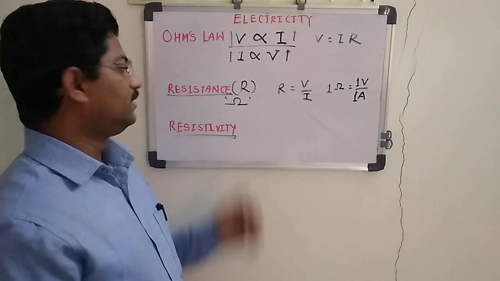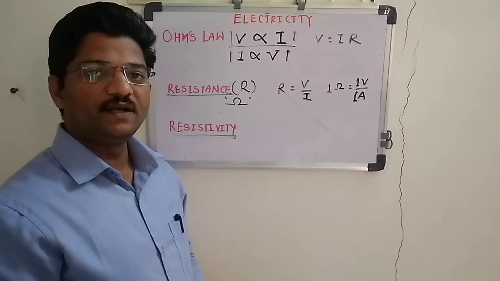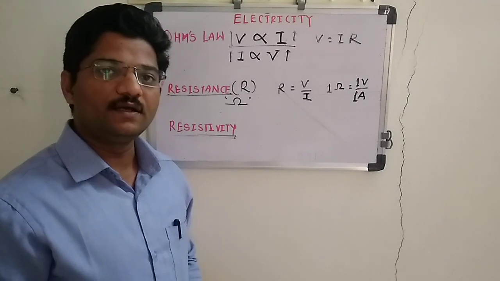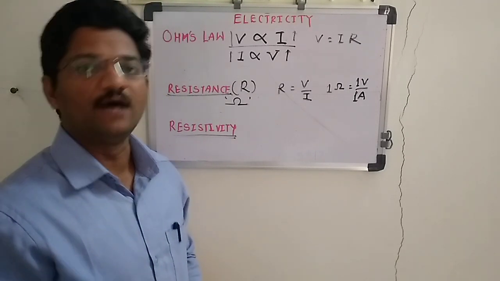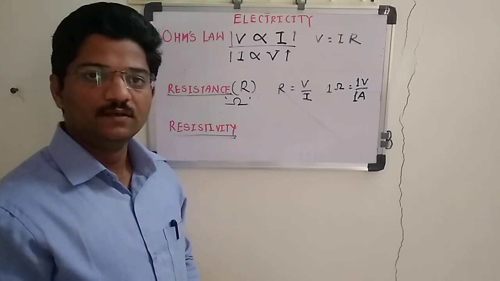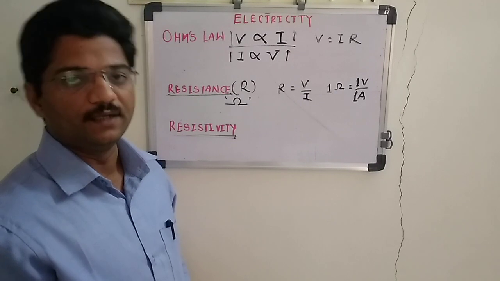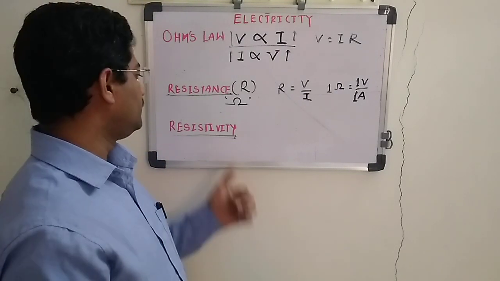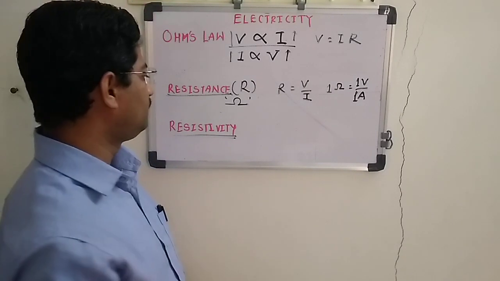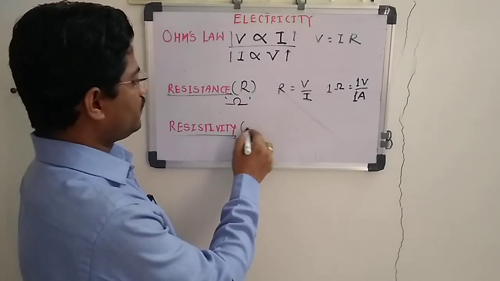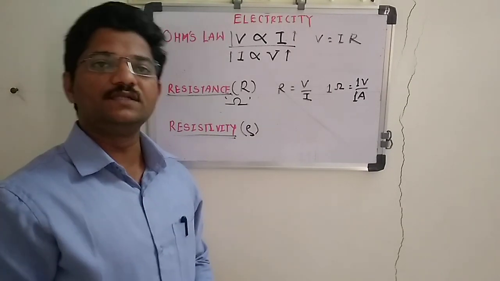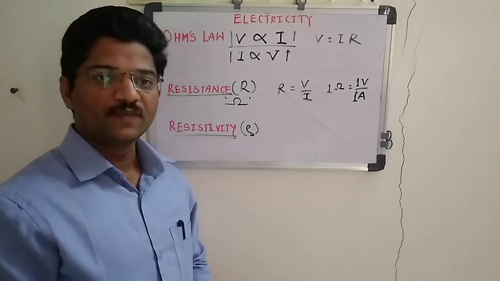There is another parameter, resistivity. Now what is meant by resistivity? Resistivity is the property by virtue of which a material opposes the flow of charges. It provides an obstacle or hindrance to the charges. It opposes the electric current. The property by which it opposes the current is called resistivity. Resistivity is denoted by rho.